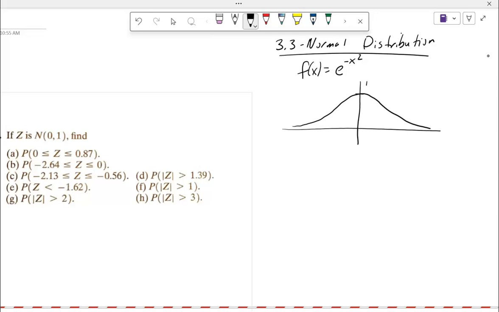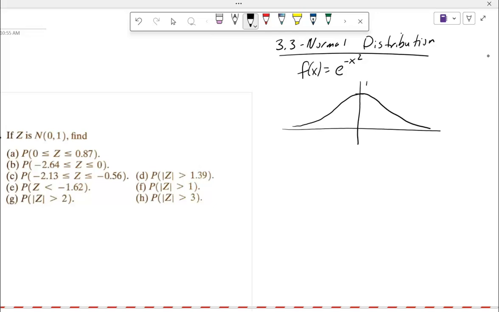Since it's symmetric, what can I say about the area to the left relative to the area on the right? To be equal, right? And since it's nice and symmetric, when we get to that point, the mean will also be right here in the middle, and the high point is in the middle. We talked on your last assignment about finding the mode, the high point of your distribution. So for a normal distribution, one of the characteristics is that the mean, the median, and the mode are all equal to each other. Okay.